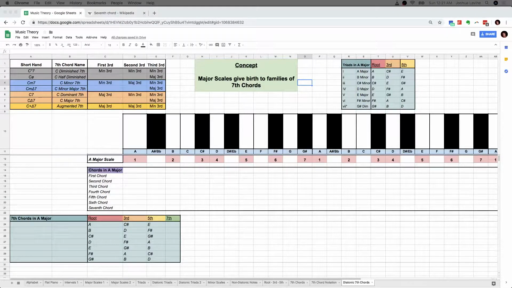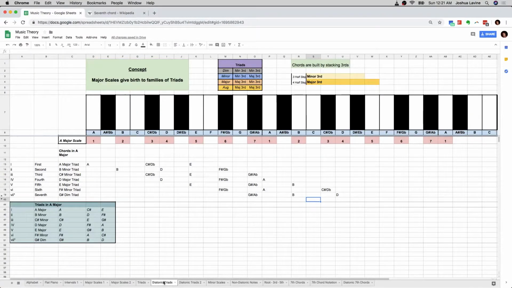In this video, we're going to expand on the work we did discovering all of the triads that are diatonic to the key of A major into the land of 7th chords. We're going to discover all of the 7th chords that are diatonic to the key of A major, and then we're going to be able to generalize that to the diatonic 7th chords that are in any key. So let's just really quick remember what we did for diatonic triads.